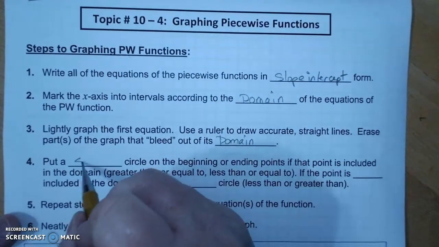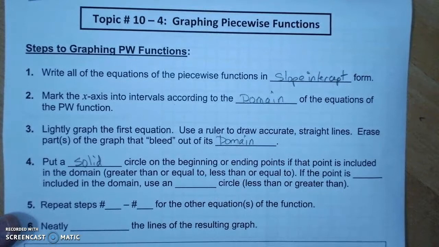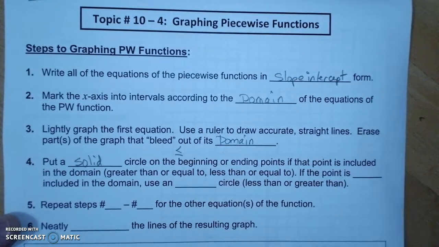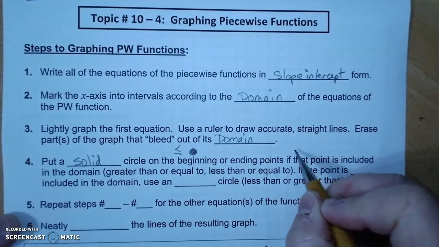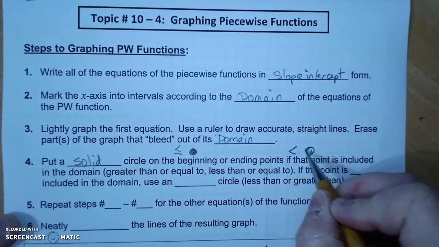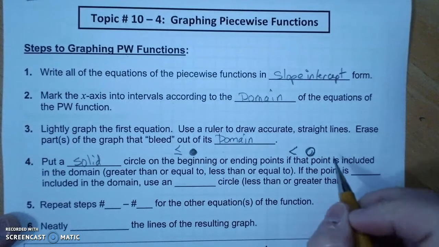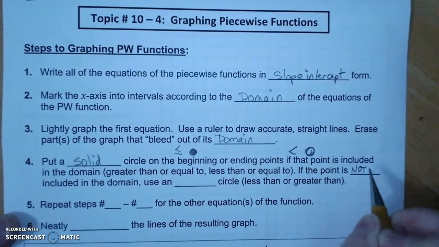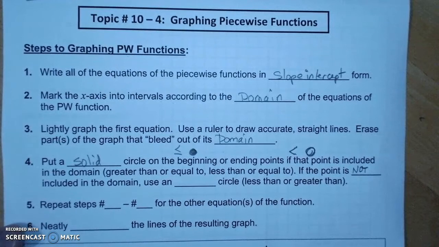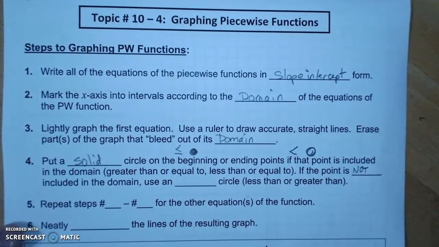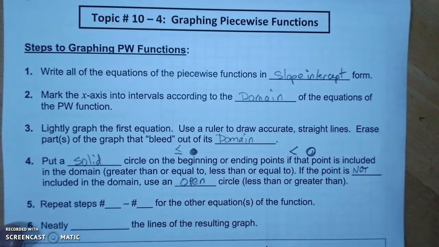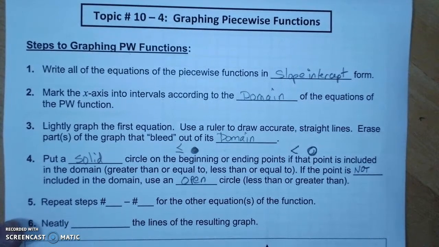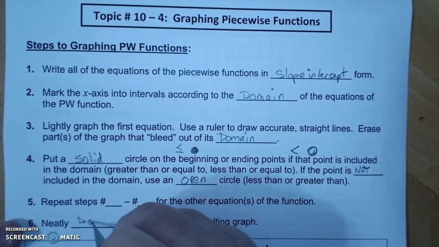Put a solid circle on the beginning or ending points if the point is included in the domain, which means greater than or equal. So greater than or equal becomes a solid dot, and greater than has an open dot if the point is not included. We talked about that last time when we were doing domain and range. You're going to do these steps for every equation, and then you're going to neatly draw.